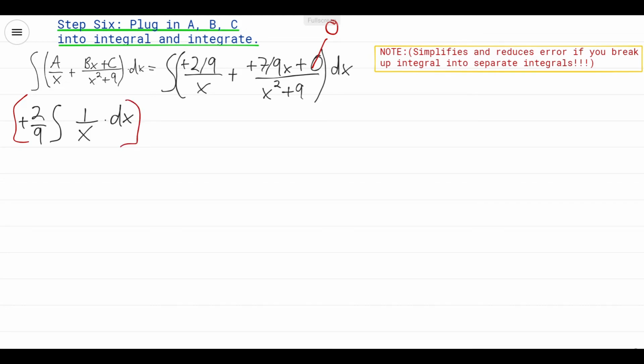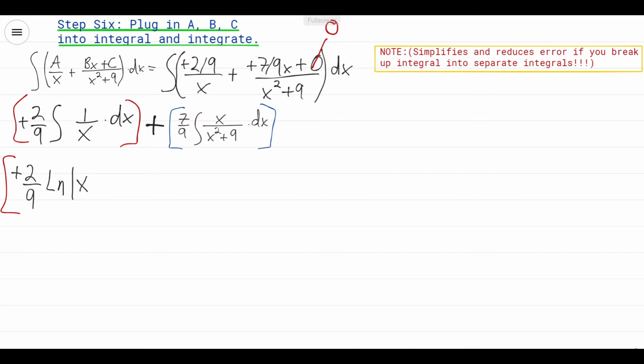And I'm going to put red brackets around that, and then plus the other integral is 7 over 9, the integral of x over x squared plus 9 times dx, because keep in mind the 7 over 9 has an x with it, and it goes to 0. So what I'm going to do now is integrate each one separately, then I'll add them together at the end. So the integral of 1 over x is the natural log of x multiplied by the constant of 2 over 9. And I'm going to keep that in red brackets.